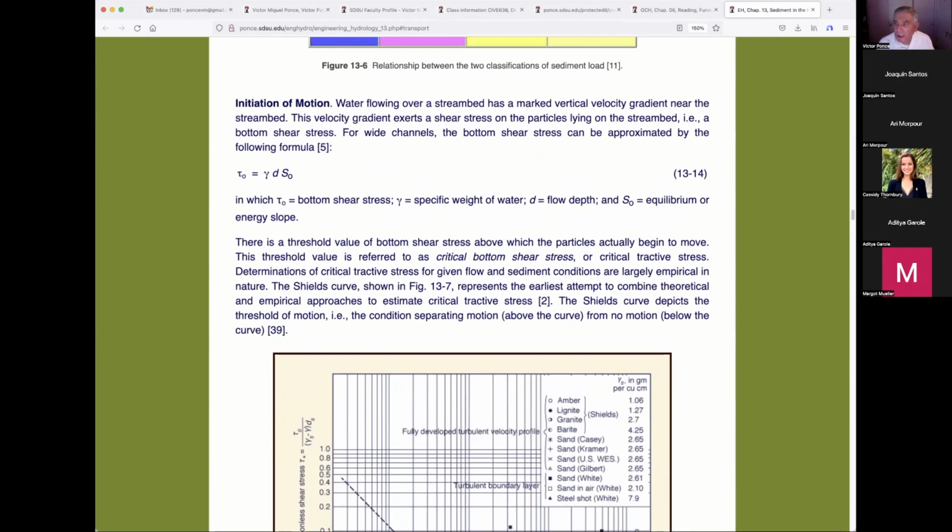Again, why initiation of motion? Because you do not want to design a channel, and you've got to consider that at the entrance, there may be some sediment coming in, right? You can't control it. There's always a possibility that sediment may get in because the flow comes from nature, and nature is picking up the sediment. So once you get in, this is what's going to happen.